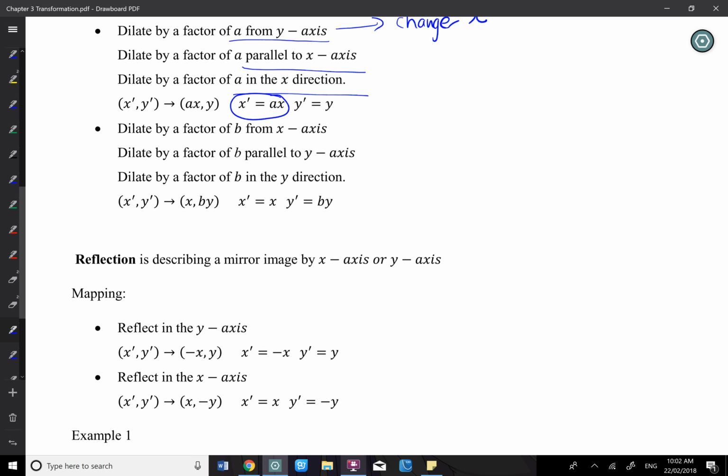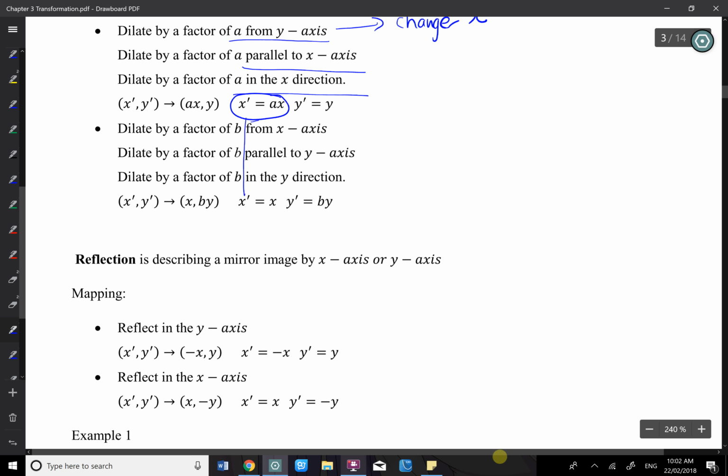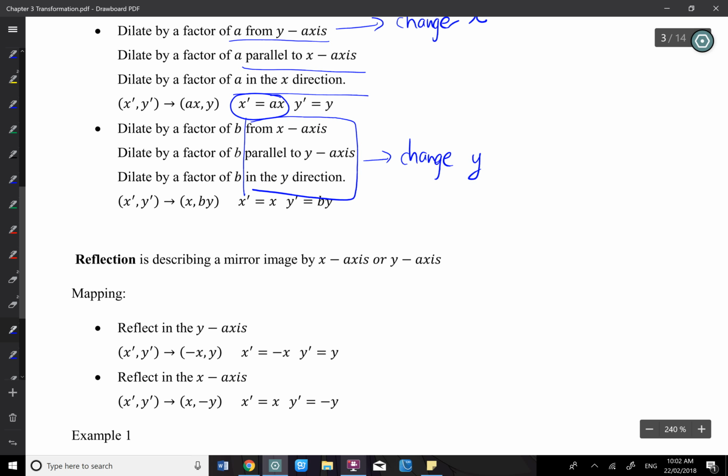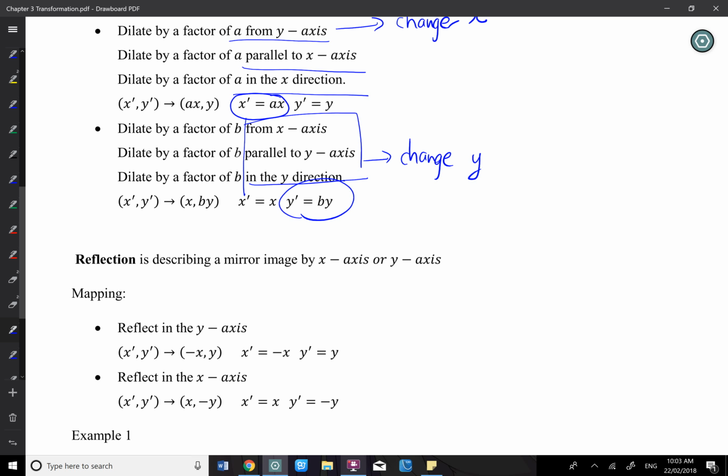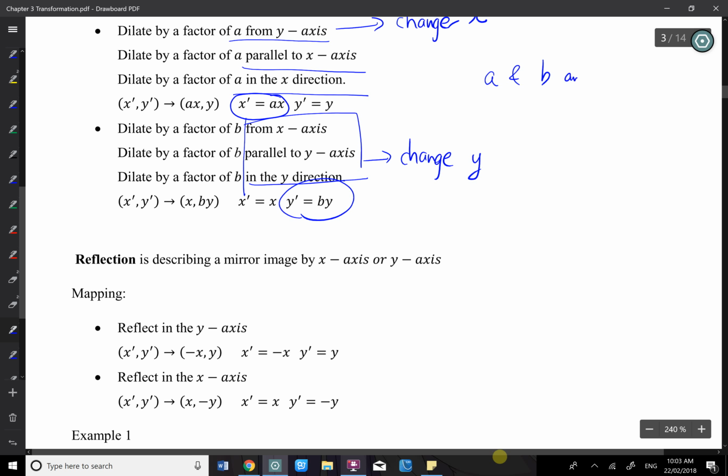For b, dilate from the x-axis, parallel to y, and in the direction of y, is all changing y. So what you can write is y dash equals b times y. Whether b is greater than 1 or smaller than 1 doesn't matter, you just put it there: new y equals old y times b. Remember a and b are positive.